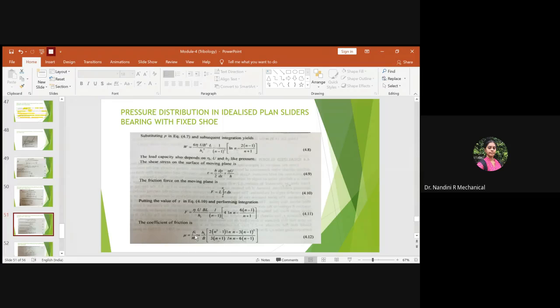So mu is equal to F by W. You will substitute the frictional force equation in the numerator, divide by the load bearing capacity term in the denominator. You will simplify, no need to show that simplification and all. You can directly write the coefficient of friction is given by this equation, right? So this is the way how you determine all the parameters. So I hope the pressure distribution equation, the load bearing capacity, the shear stress, the frictional force and the coefficient of friction parameter equations are clear enough.